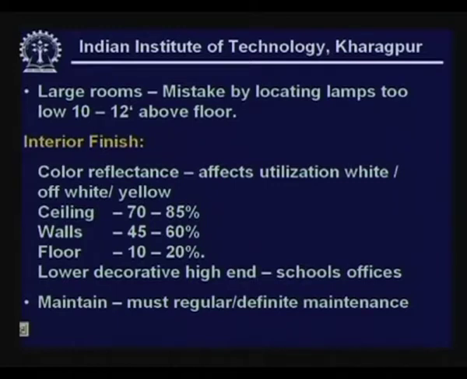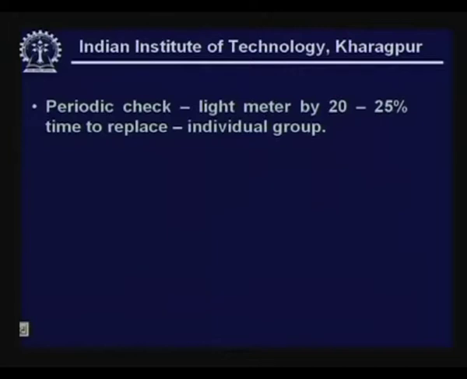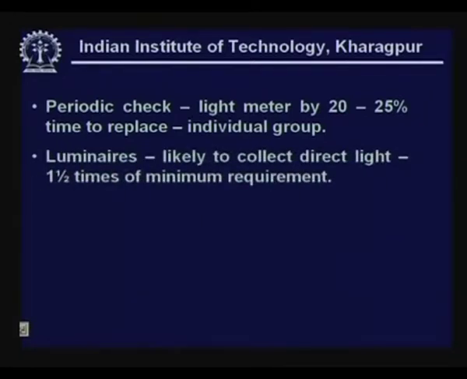Now, an additional issue which comes is, how do we maintain? We design considering all this, come up with a situation, then comes the maintenance. There must be a regular, definite maintenance. A periodic check could be done using light meters, and whenever there is a reduction by 20 to 25%, it's time to replace. Replacement individually may work at home, but not in large installations. It's preferable to do it in groups.